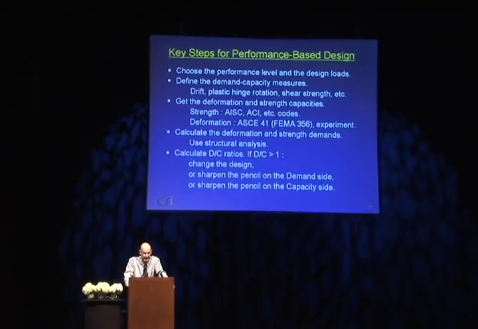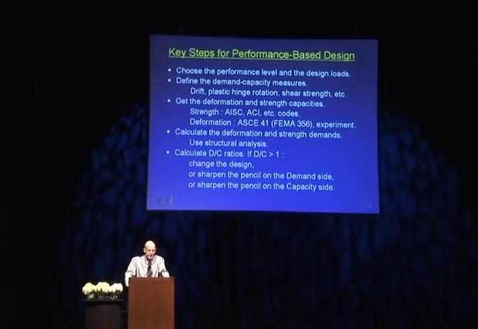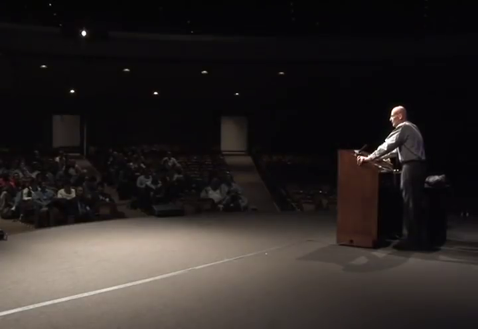You then get the deformation and strength capacities. Typically, strength is calculated using the design codes, ASCE, ACI, etc. The formulas for strength capacity have been developed over decades. They've got hopelessly complicated, but they are well established. For deformation, we have much less to work with. The major source of information is ASCE 41, previously FEMA 356, and secondly would be experimental results.